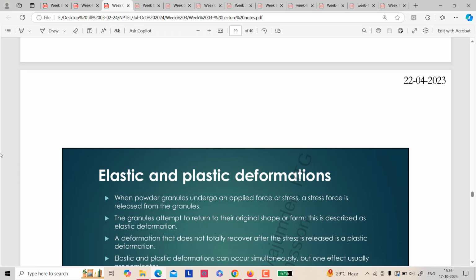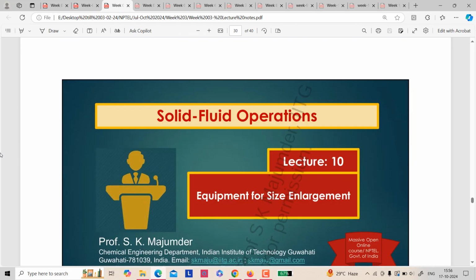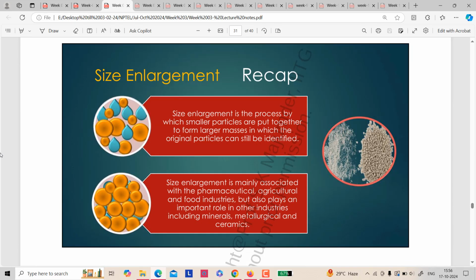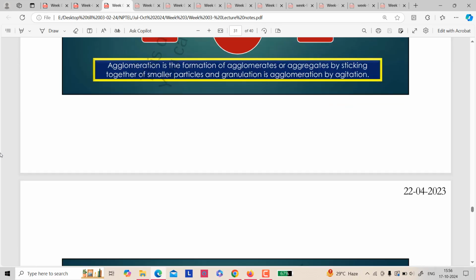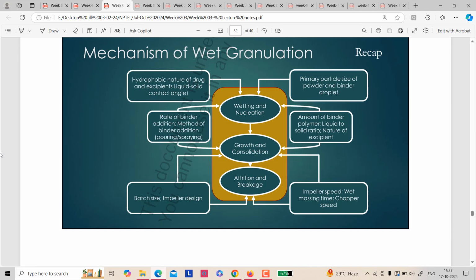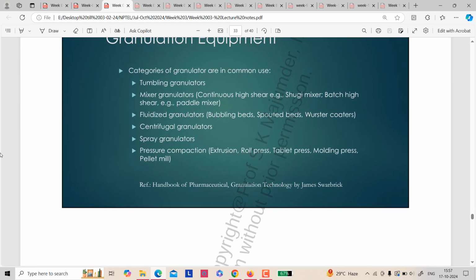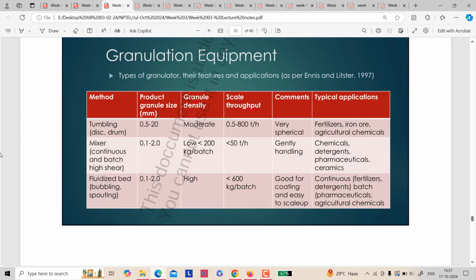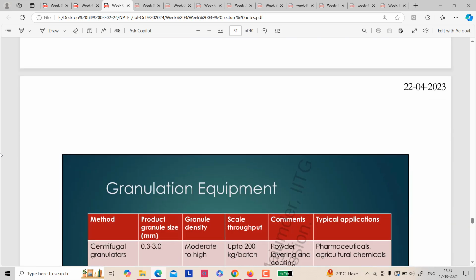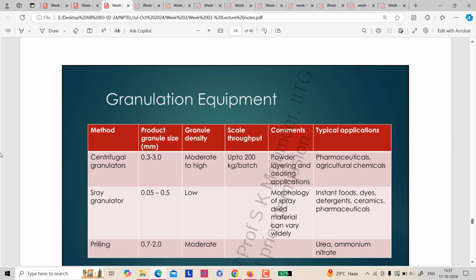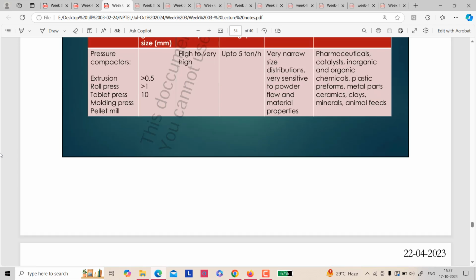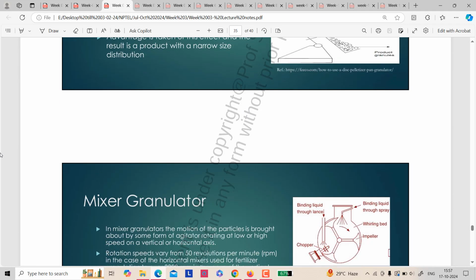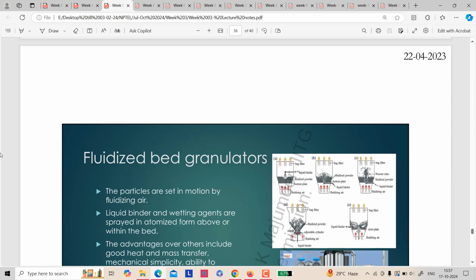Elastic and plastic deformations, etc. Next is also the same topic, wet granulation or granulation equipment. There are different types of granulation equipment like tumbling mixer, fluidized bed, centrifugal granulator, spray granulator, pelletizing, etc. So different types of granulators are described here.